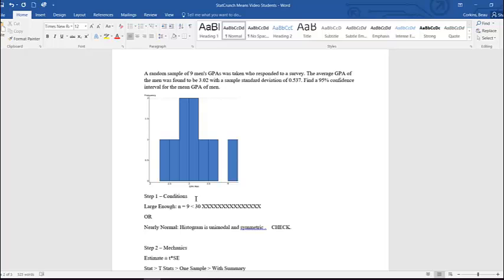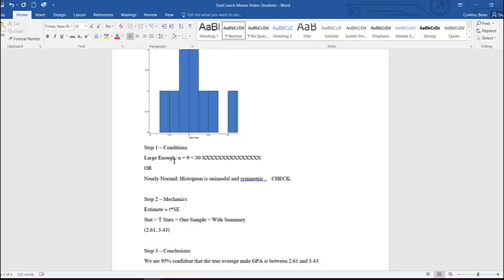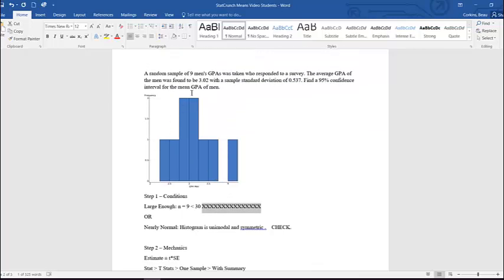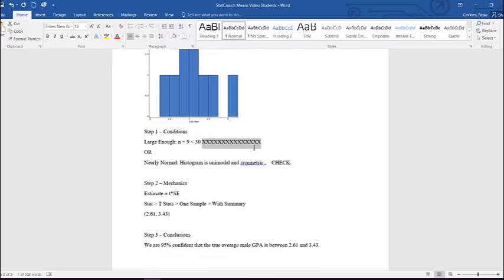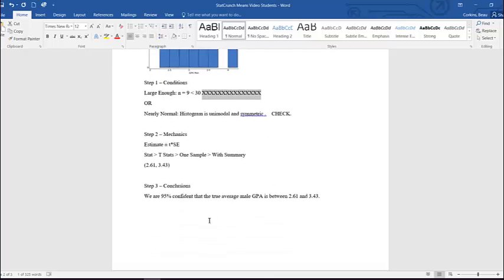Very first thing we do is check our conditions. Large enough condition: the sample size is 9. That is less than 30. Fail. However, with means, it's an OR condition. The nearly normal is the other condition, and the histogram here looks unimodal and symmetric. With a unimodal and symmetric histogram, that means we can assume normality. Now, here's the best part.